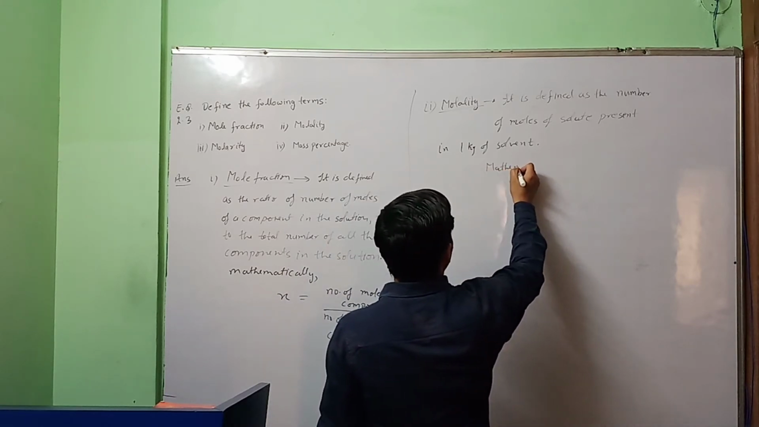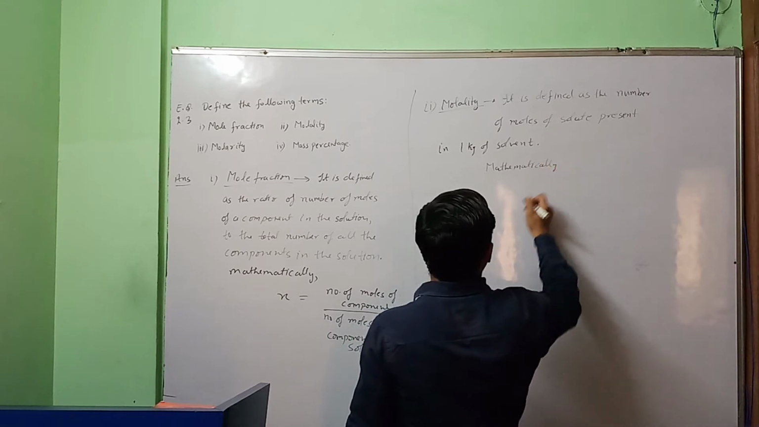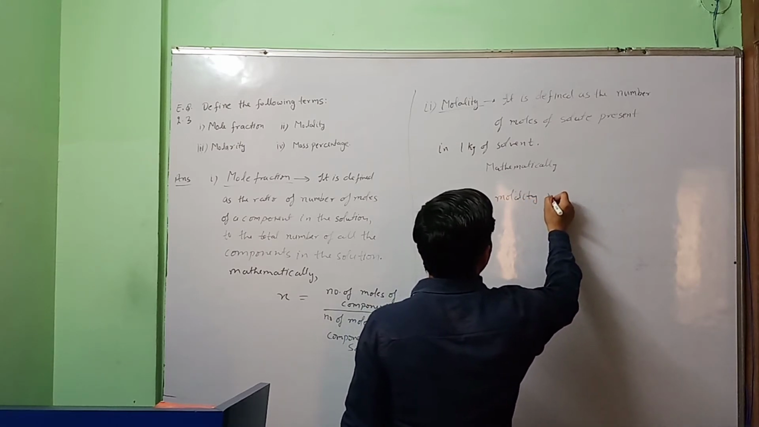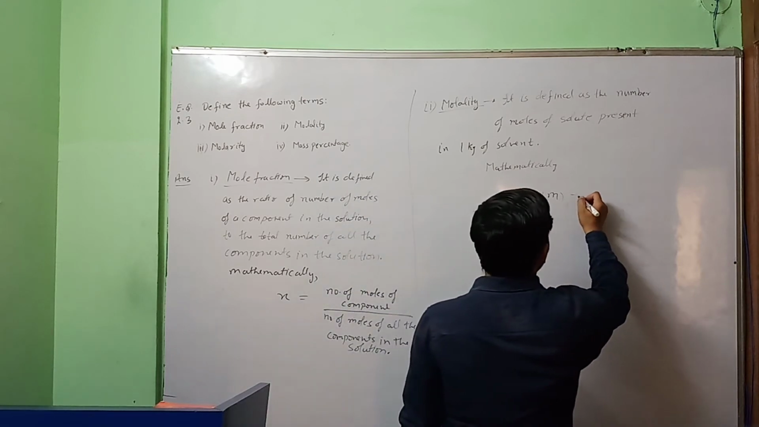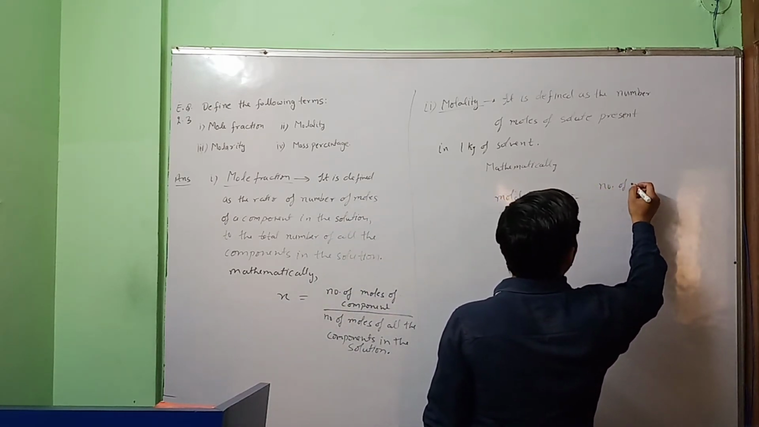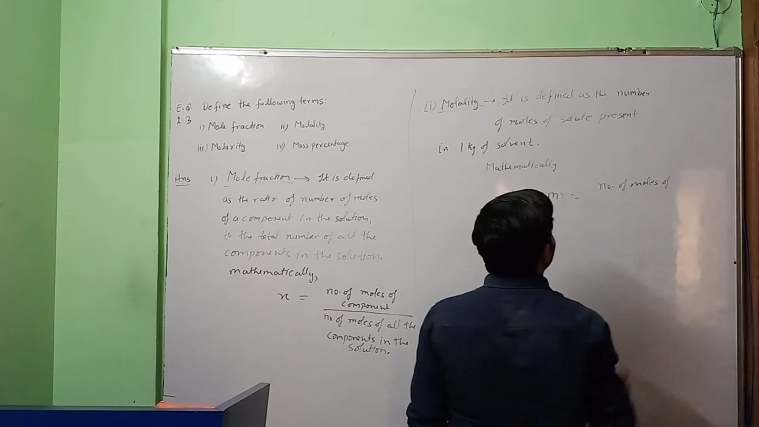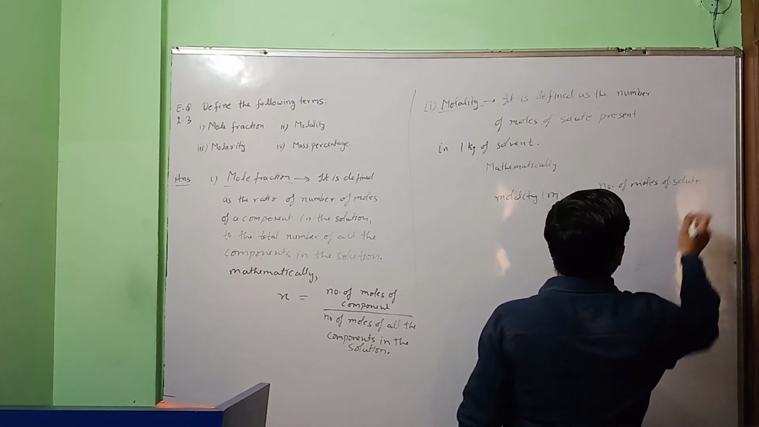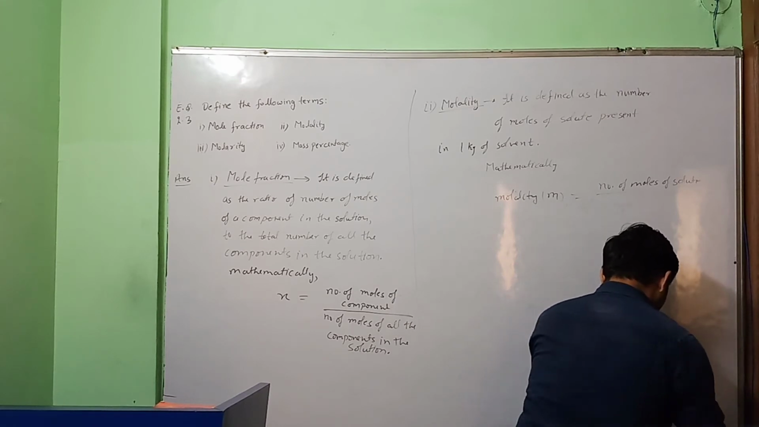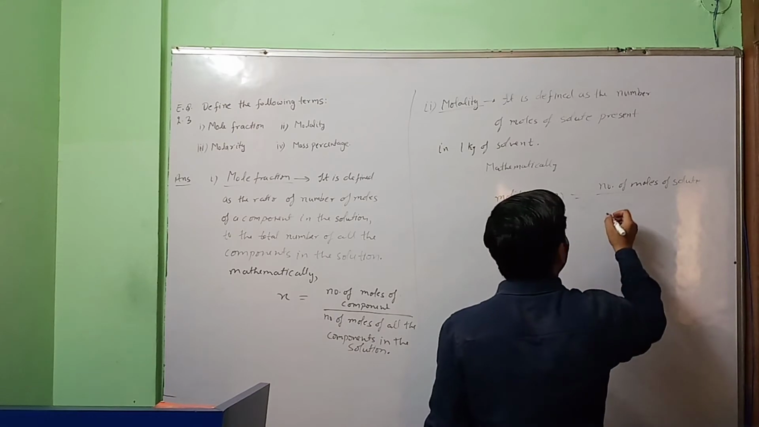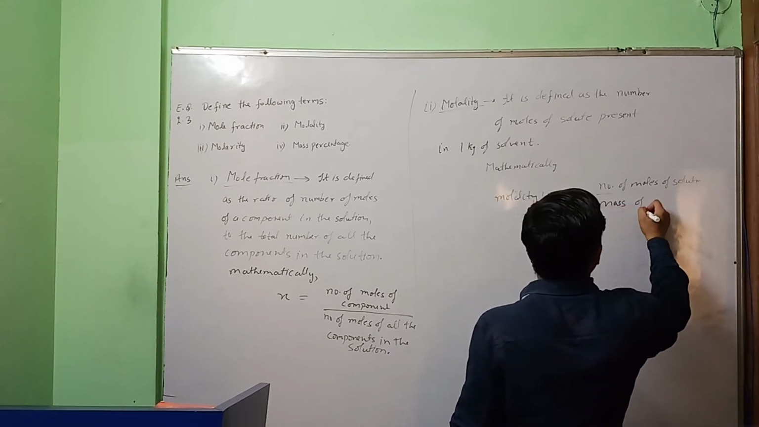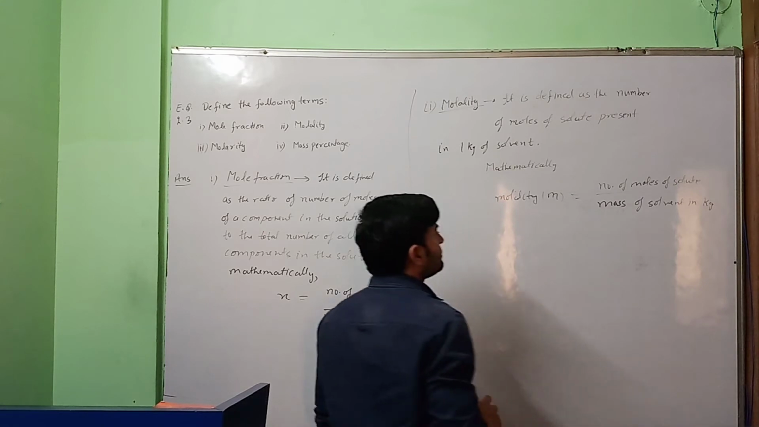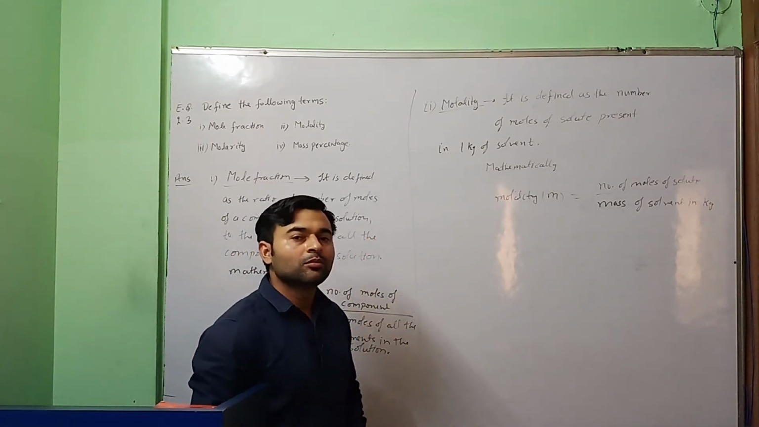Mathematically, molality, it is denoted by small m, is equal to number of moles of solute divided by mass of solvent in kilogram. So this is how we define molality.